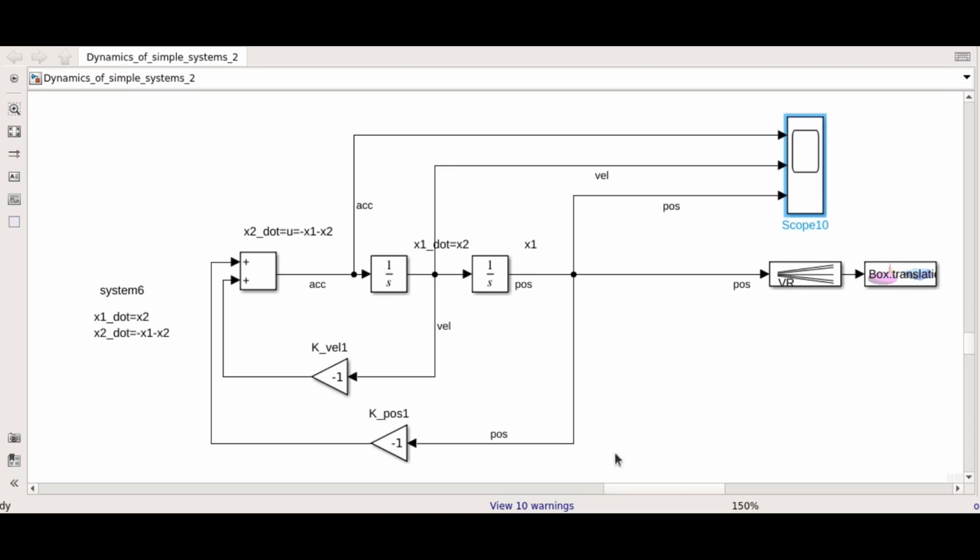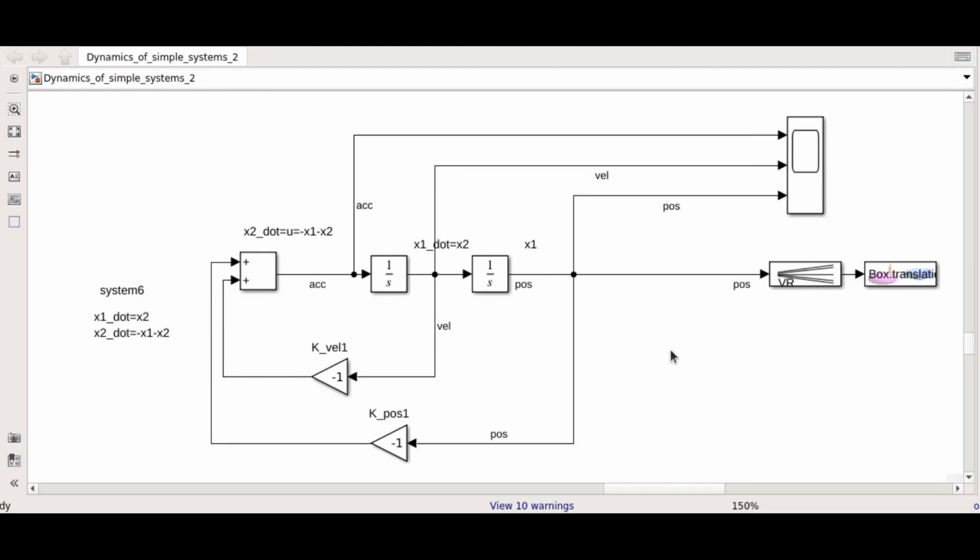As discussed in the last video, let the input acceleration be the negative sum of current velocity and position. The intuition behind this is when the velocity and the position are non-zero, an opposing force will be acting on the body to make them zero.